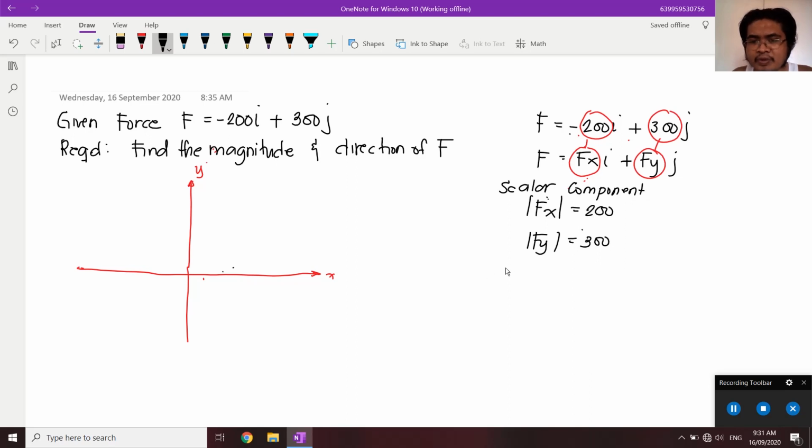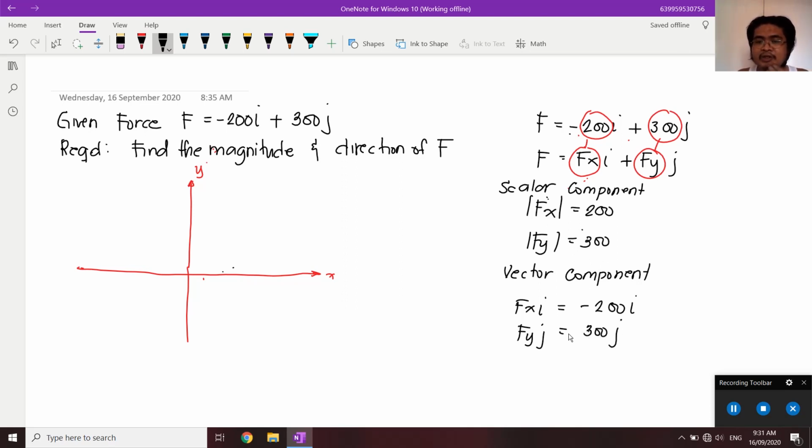Then, yung pinaka-vector component niya is itong f of x, negative 200i. Tama po ba? Tapos yung f of y, yung kanyang vector component is 300j. Tama po ba? So, kung mag-drawing tayo, nandito po yung ating f of x, tapos nandito yung ating f of y. This is our f of y.